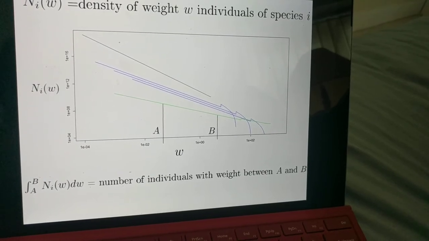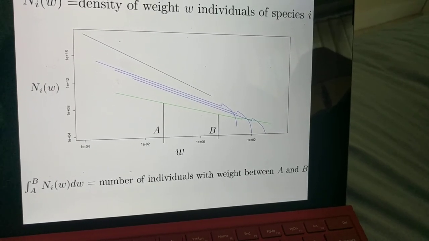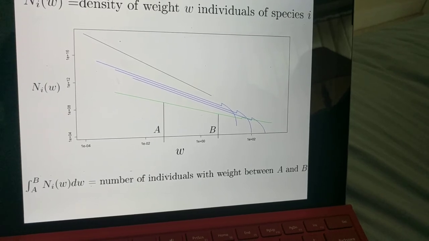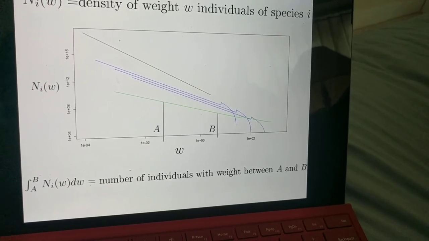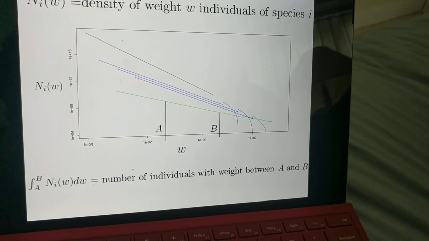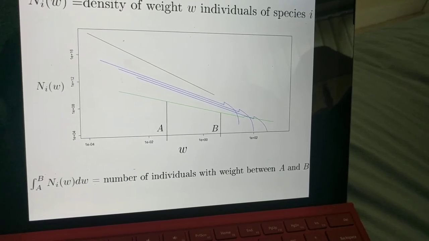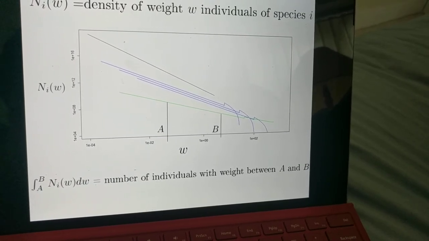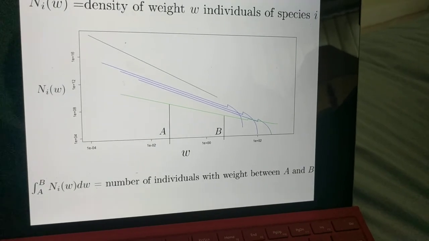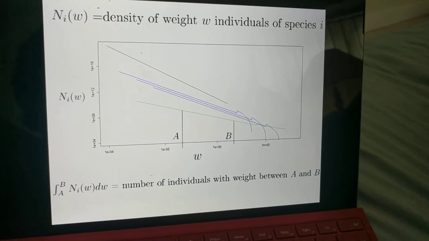But we have a coupled system, so we can have other species in there as well. And they'll be eating one another and doing all sorts of things. And we can make a model of how this abundance will change over time. And I'm going to describe a bit more about that, the size spectrum model.